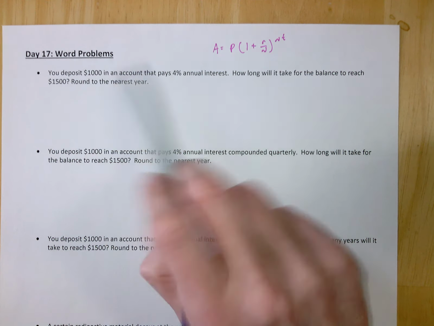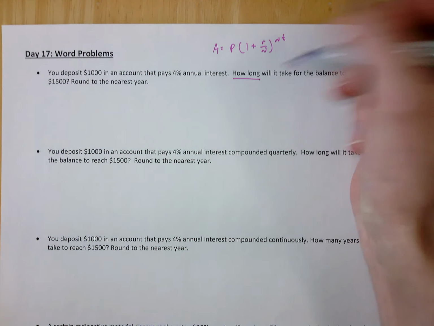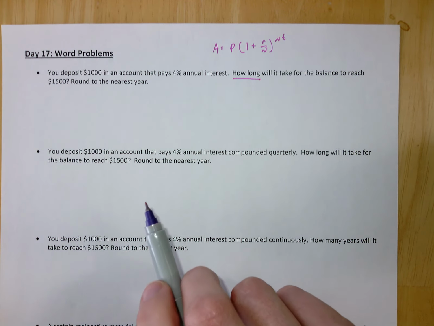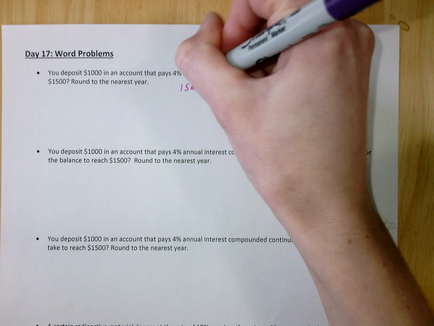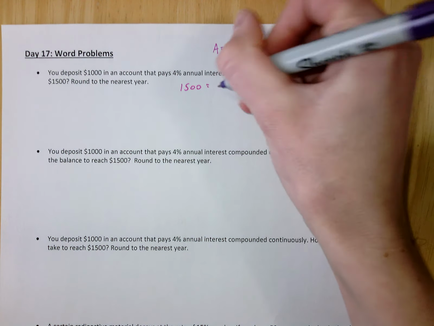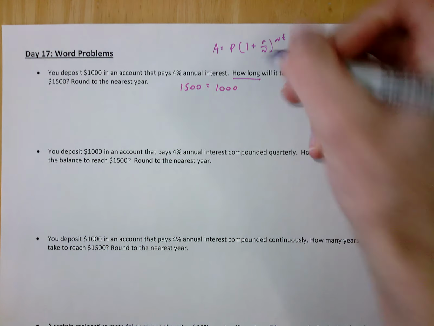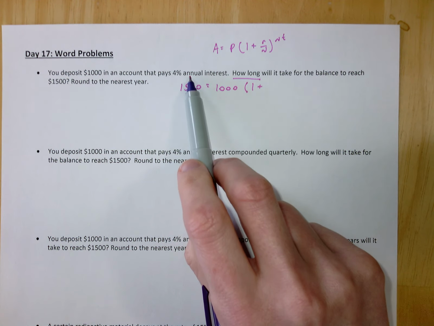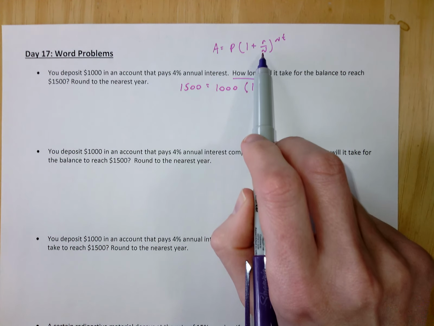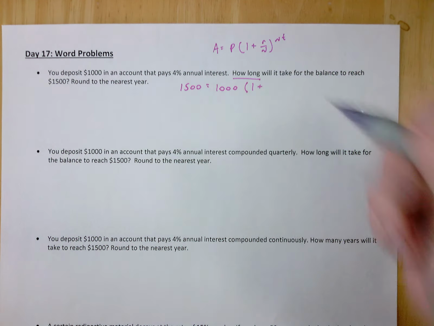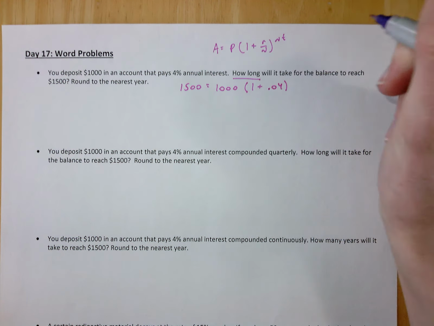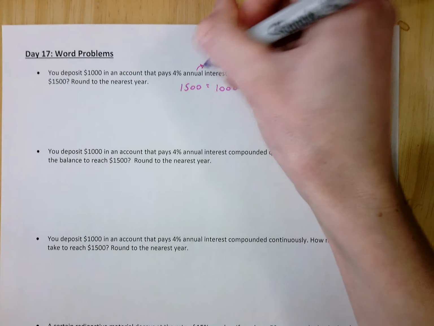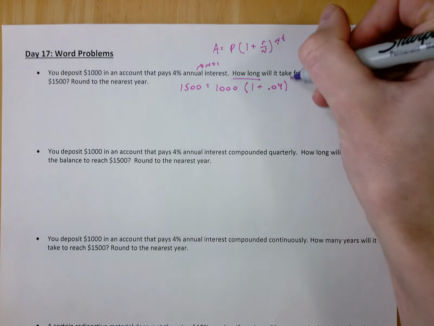You put $1,000 in an account at 4% interest. We want to know how long, so we're looking for time, it takes to reach a balance of $1,500. Our new balance A is $1,500, and P, our initial balance, was $1,000. Then it's 1 plus, and because this doesn't say compounding, it's just annual interest, which compounds once a year. So it's 4% divided by 1, which is just 0.04, and n is 1, so that's basically just raised to the t power.